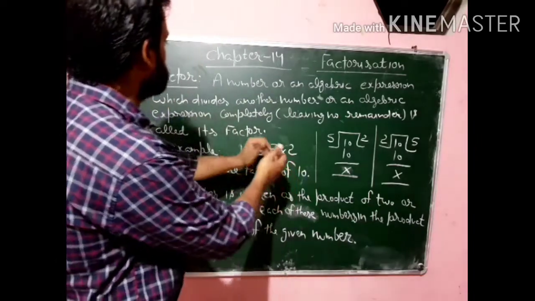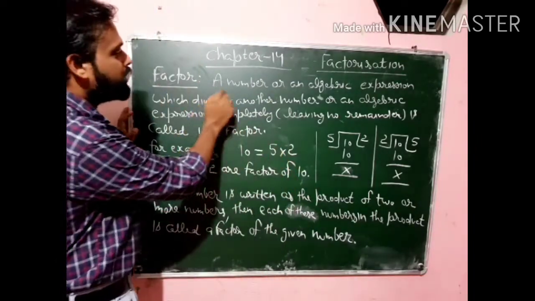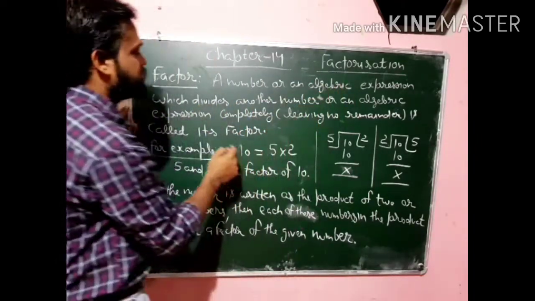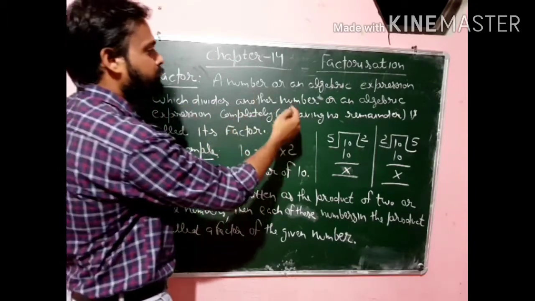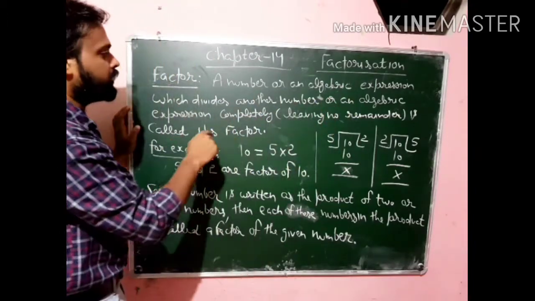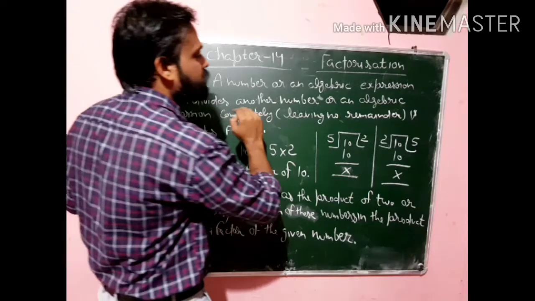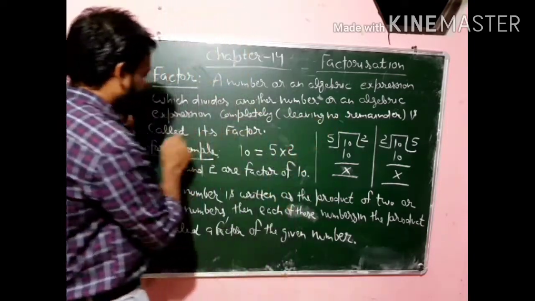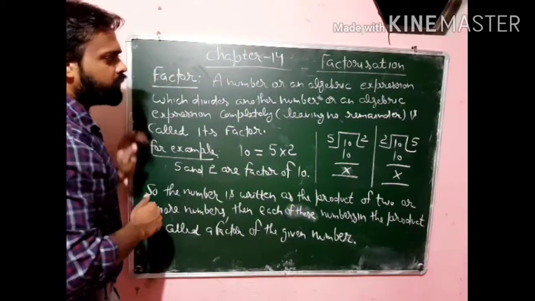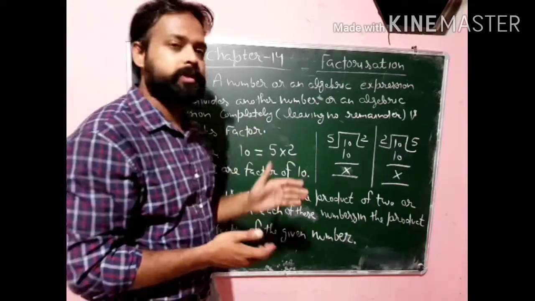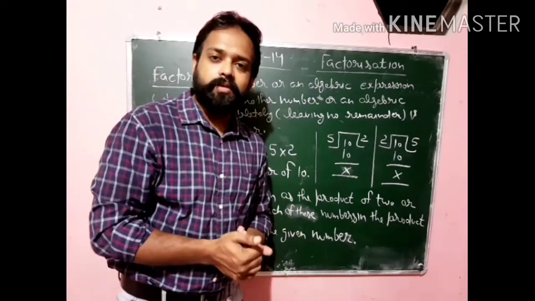What is the definition? A factor is a number or an algebraic expression which divides another number or an algebraic expression completely, meaning there is no remainder left. Okay, what is the meaning of this statement? We can understand with the help of an example.